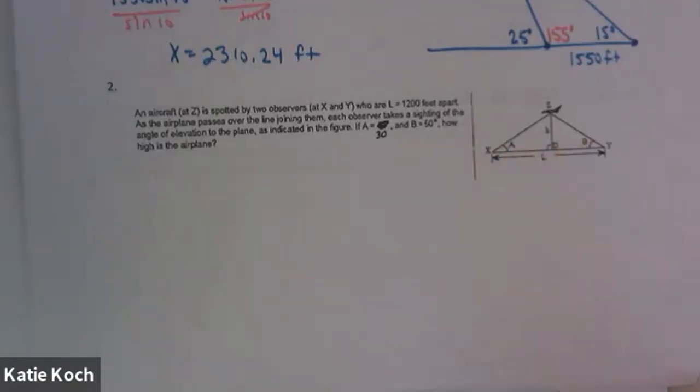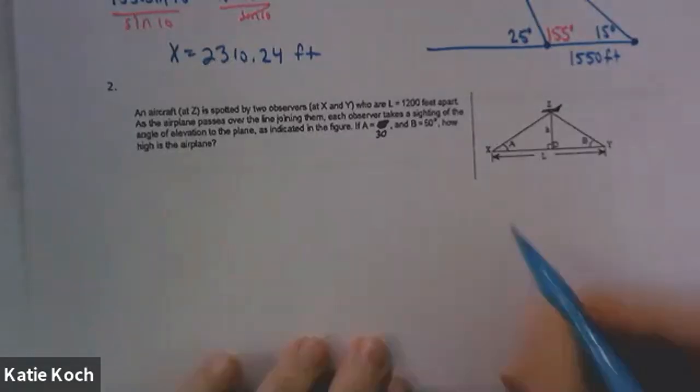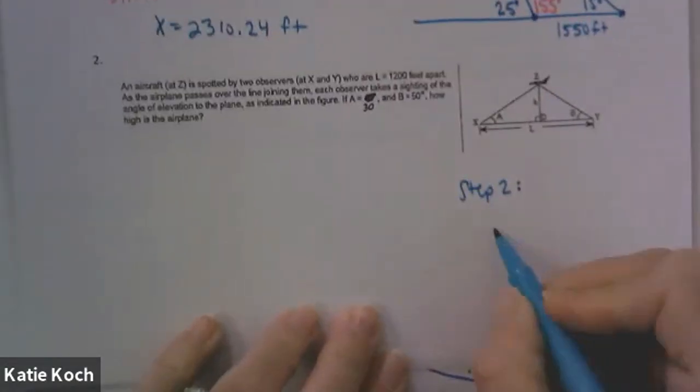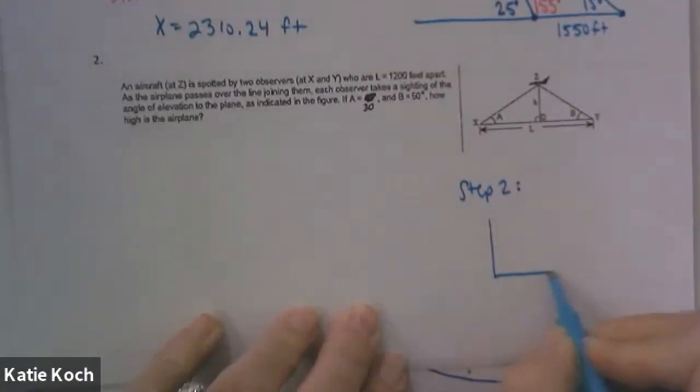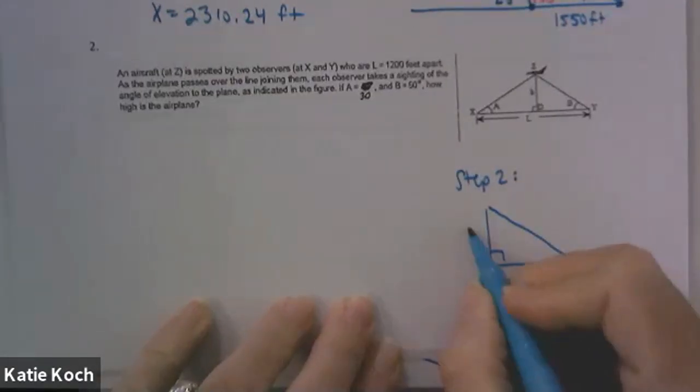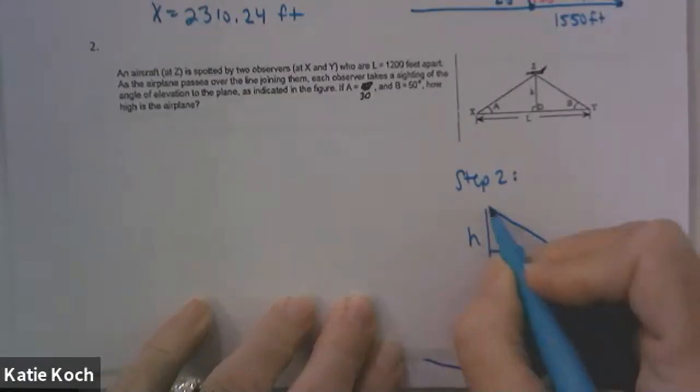So I'm going to write over here, step 2. Step 2 was going to involve finding that height. And you can use, it doesn't matter, the triangle on the right side or the triangle on the left side. So step 2 is going to be involving finding the height.